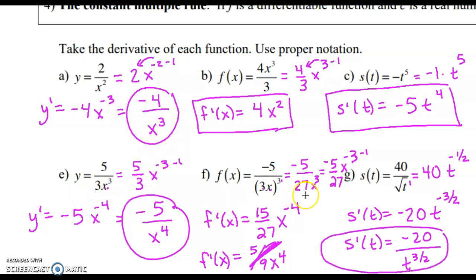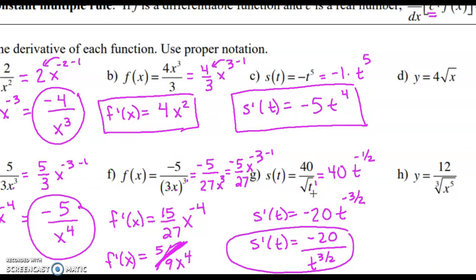All right, I left 2 out. So let's go and do those. So we rewrite this as 4x to the 1/2. So our derivative, we're going to bring that down and multiply and subtract 1. So our derivative is 2 over x to the 1/2, or I can write 2 over root x. Either one's good.